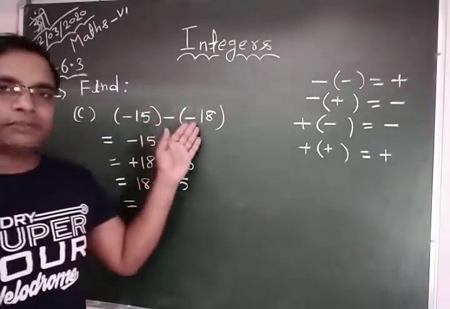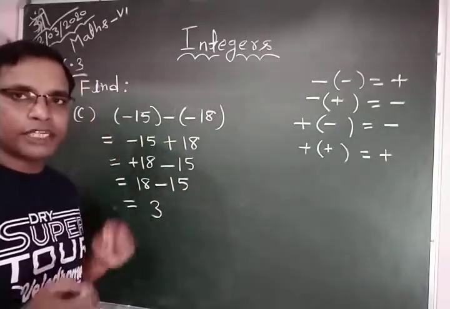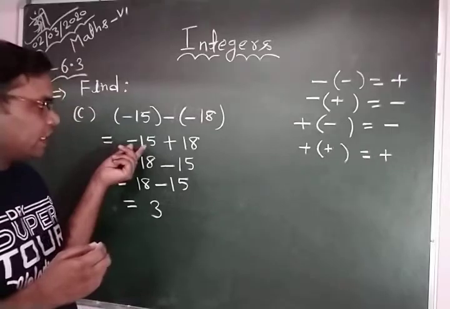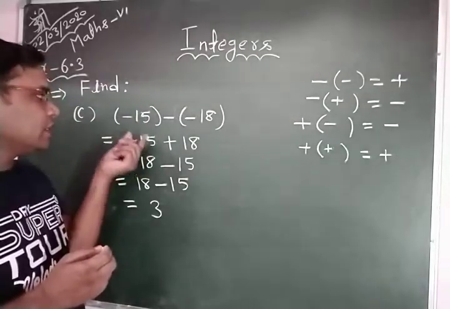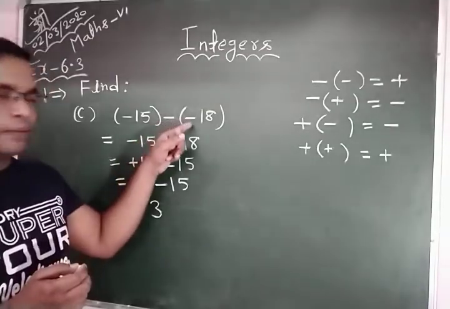This is your given question: minus 15 minus 18. So first you open the first bracket, minus 15. So we can write minus 15, no change here. But here you can see minus minus.